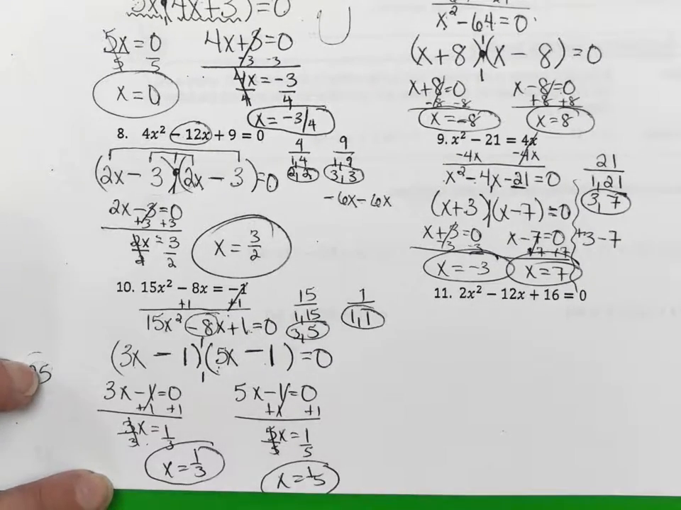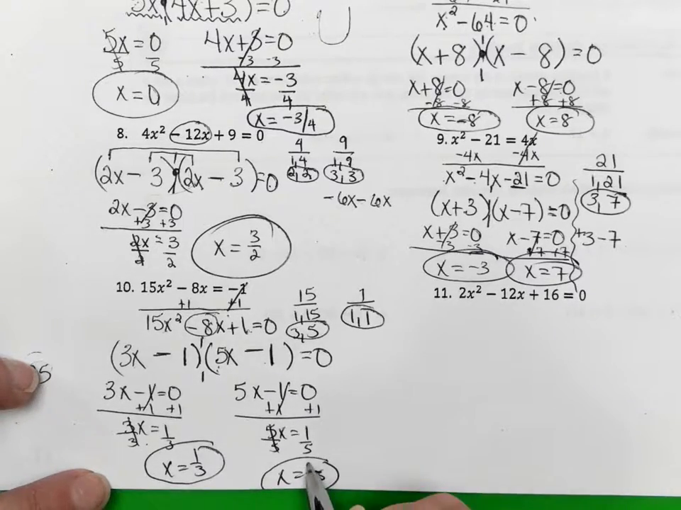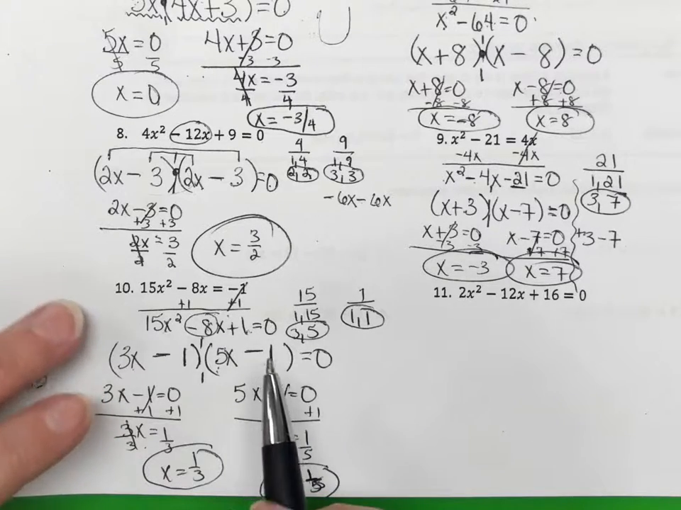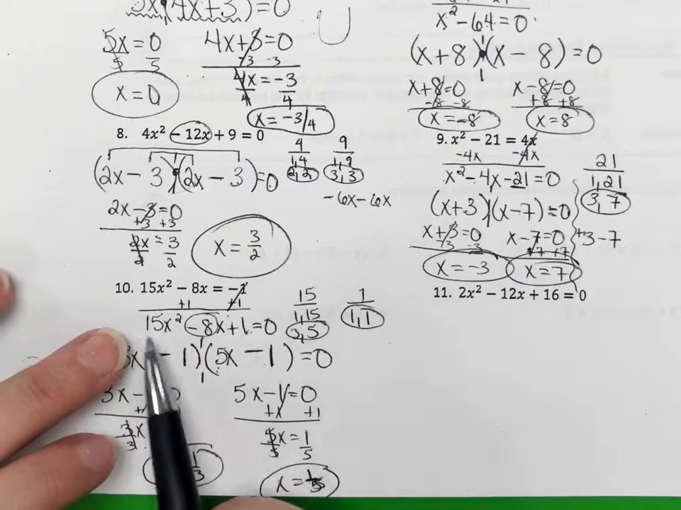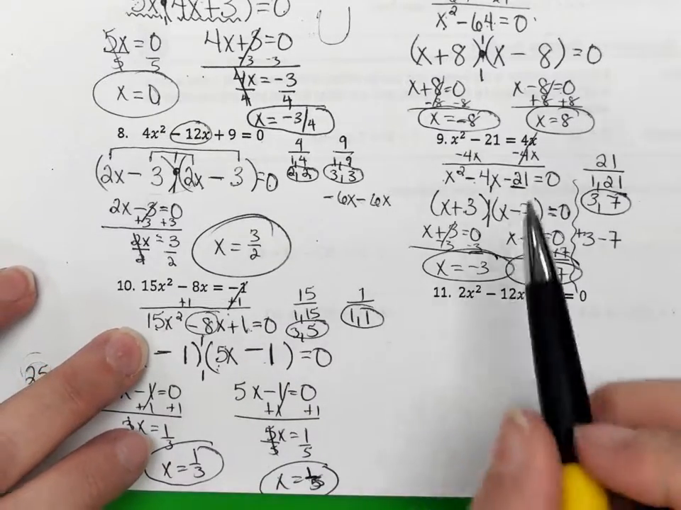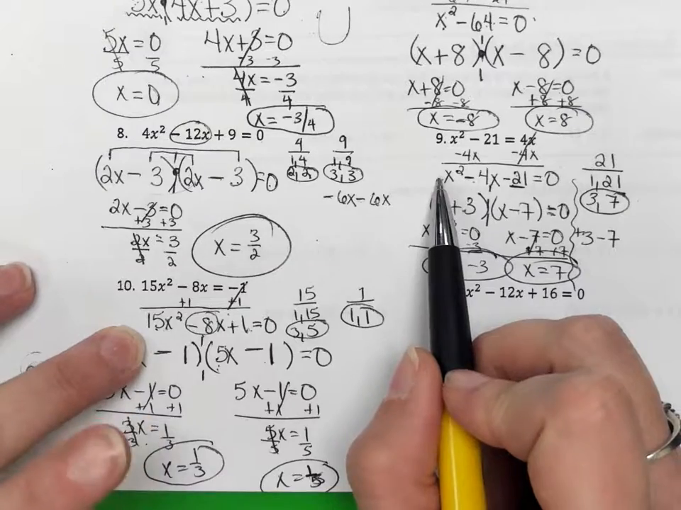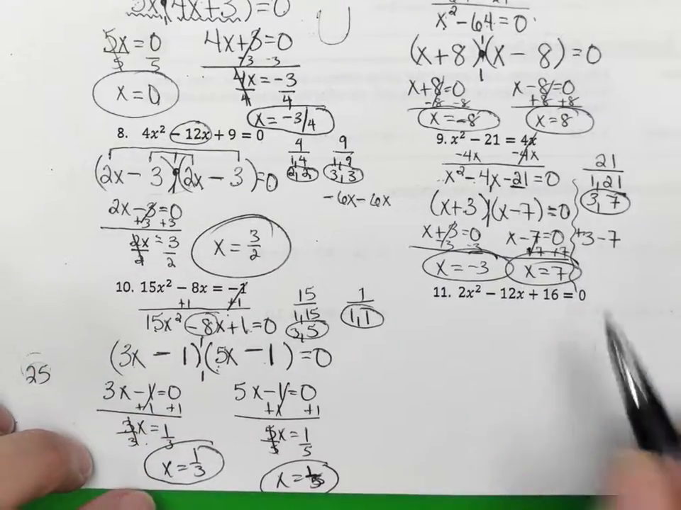Kind of ran out of room. Yes, Peyton? How do we know, like, in this one, how we only did the last number? How do we know we should do both when there's a number in front? So this one didn't have a number in front. Well, technically it has 1 in front, but 1 doesn't change anything.